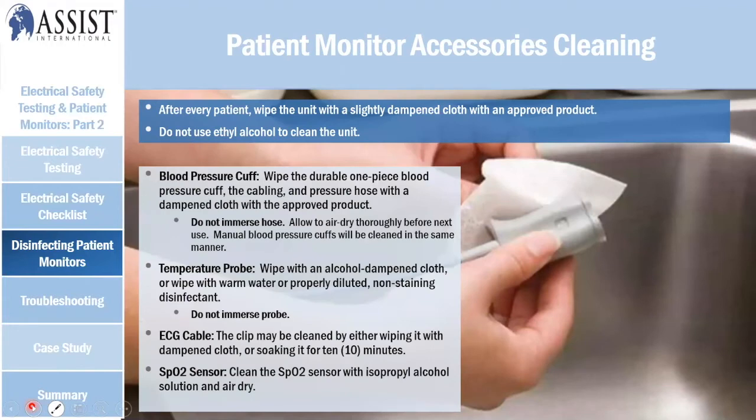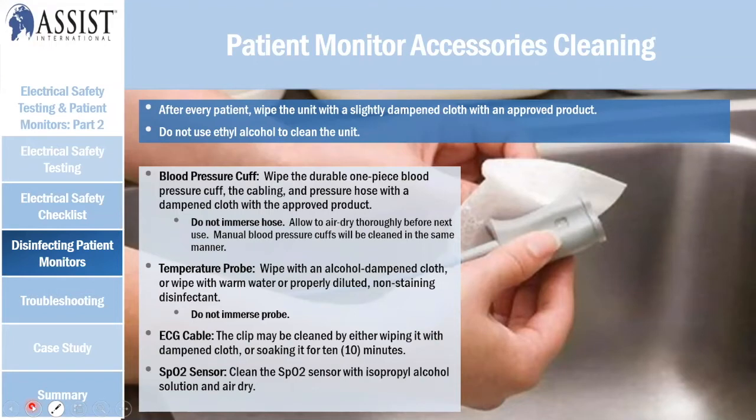And patient monitor accessory cleaning. Normally you have a blood pressure cuff, temperature probe, ECG cable, and SPO2 sensor. After every patient, wipe the unit with a damp cloth or approved product. Do not use ethanol alcohol to clean this unit, as it can damage the cable. For the cuff, remember to clean it properly, and always allow it to dry thoroughly before the next use.